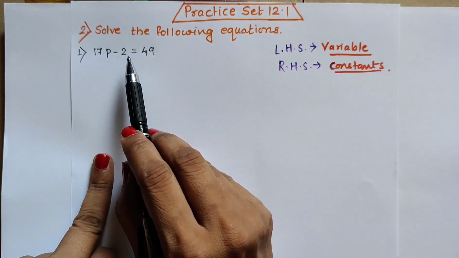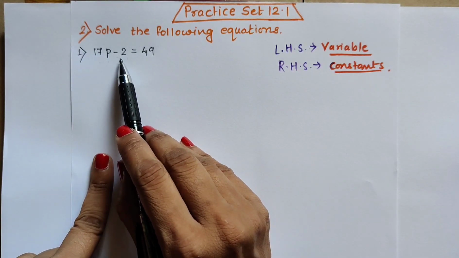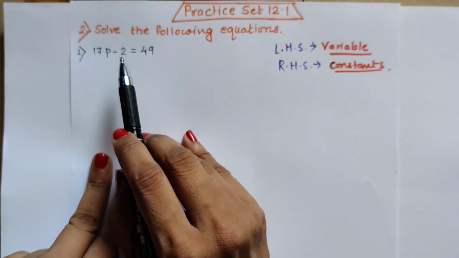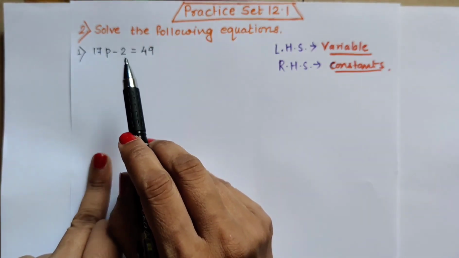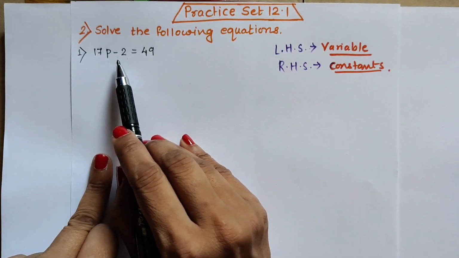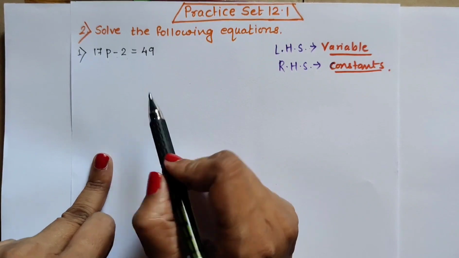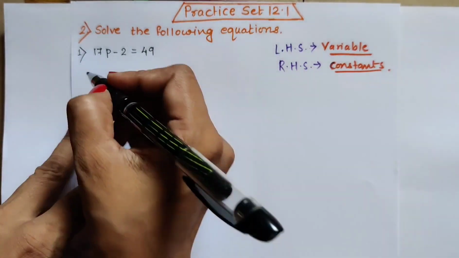So what we are going to do, we have to transfer this minus 2 from left to right. So for that we have to do the exactly opposite operation. Here it is minus 2. What we have to do? We have to add 2 on both the sides. So here we have to write like this.